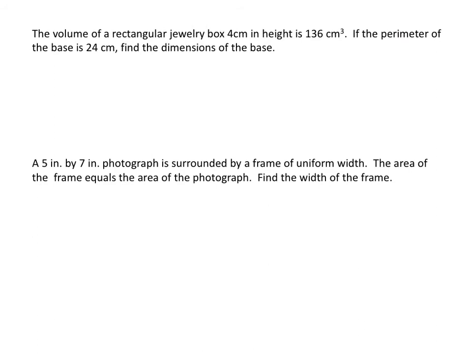All right, so let's take a look at some word problems, all of your favorite. We've got the volume of a jewelry box that's 4 centimeters in height, and the volume is 136 cubic centimeters. The perimeter of the base is 24 centimeters. We need to find the dimensions of the base. So, a couple things we need to remember: that the perimeter of the base is going to be 2 times the length plus 2 times the width, and that the volume is length times width times height.